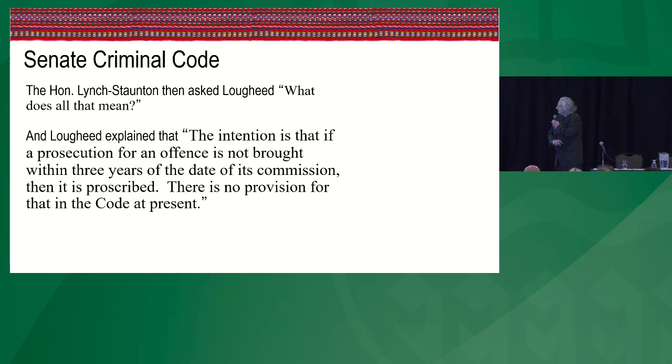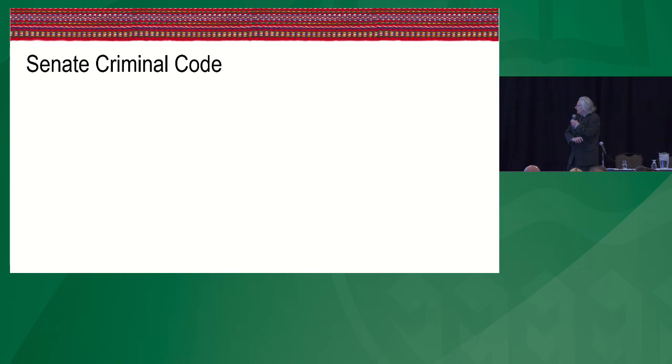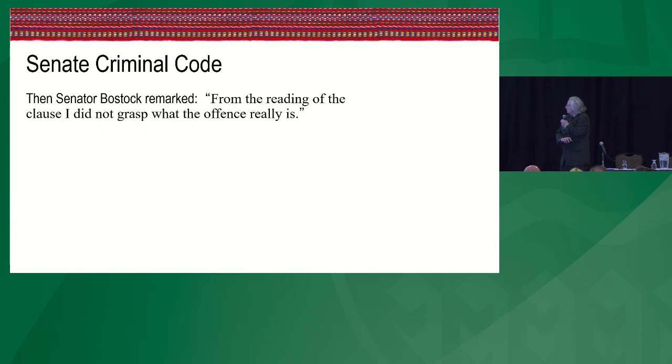Well, in the Senate debate, one senator says, what is this all about? The intention is that a prosecution for an offense is not brought within 3 years of date of commission, then it is prescribed. There's no provision in the code at present. So it's the problem of limitations, the problems of evidence. That's what they're saying. That's what they said when that happened, but it changes, though.